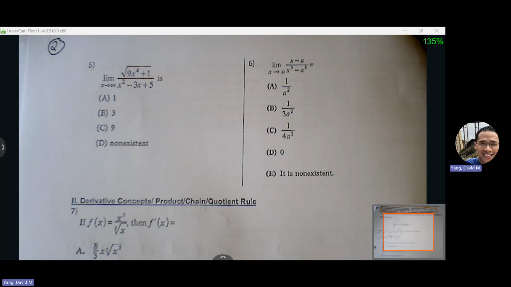By the way, you also have a key attached to this packet, so you can always check your progress if you're working ahead of me.